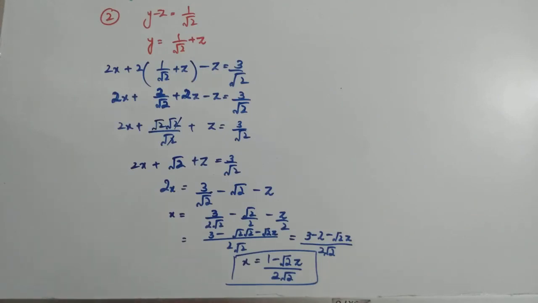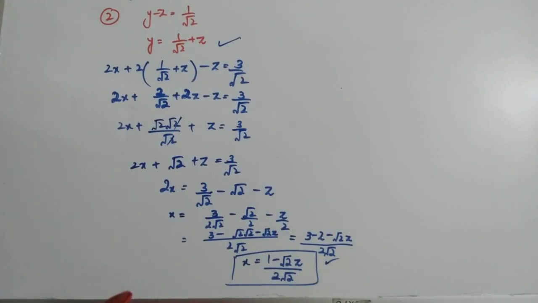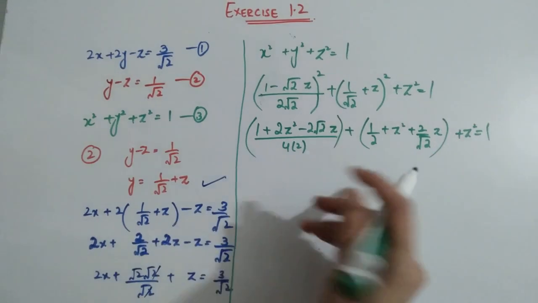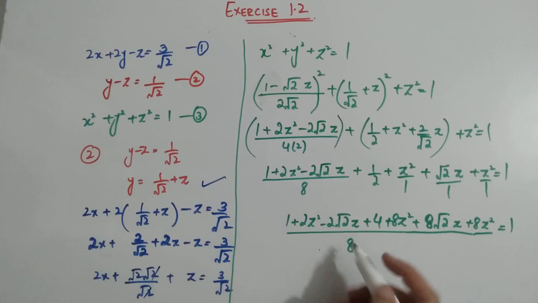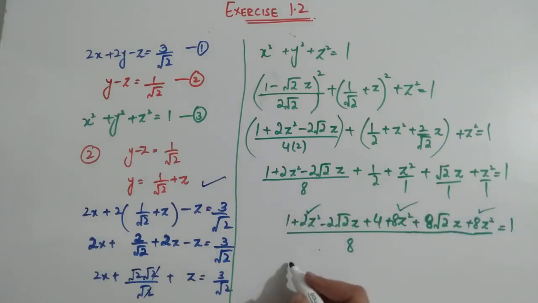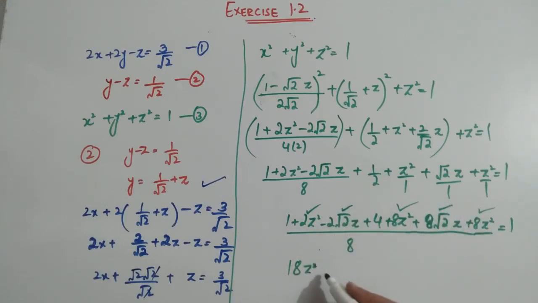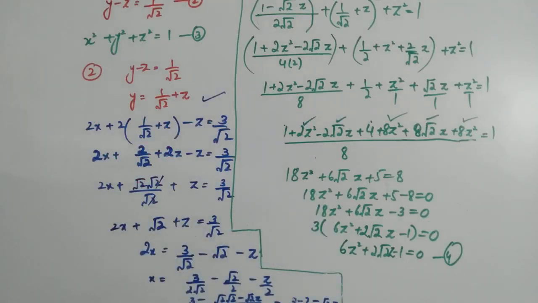Now putting this value of y and x in equation number 3, after putting values and opening the formula, we get the expression like this. Now simplifying more here and taking the LCM, you will get the expression like this. Now 2z square plus 8z square plus 8z square is 18z square, and minus 2 square root 2z plus 8 square root 2z is plus 6 square root 2z, and 1 plus 4 is 5, and 8 will go here equal to 8. You will get the final form as the quadratic equation, which is 6z square plus 2 square root 2z minus 1 equal to 0.